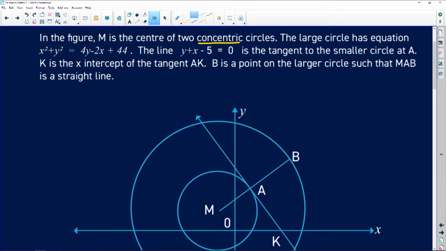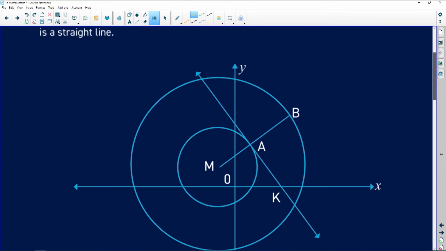The larger circle has equation x squared plus y squared equals 4y minus 2x plus 44. The line y plus x minus 5 equals 0 is the tangent to the smaller circle at point A. K is the x-intercept of the tangent AK. B is a point on the large circle such that MAB is a straight line. All right, cool. Now that's very important and useful. Now, let's go to the C to see what the first question is all about.